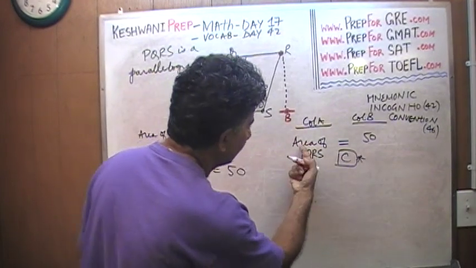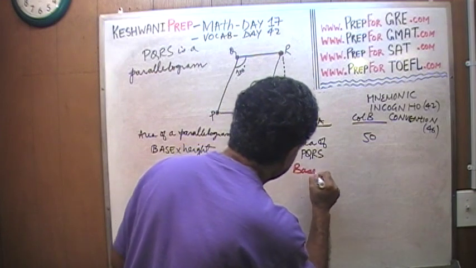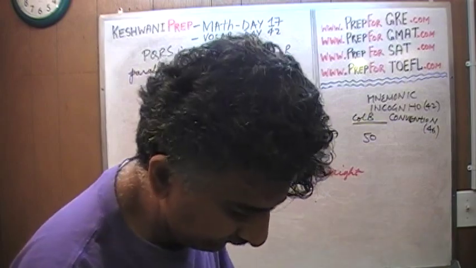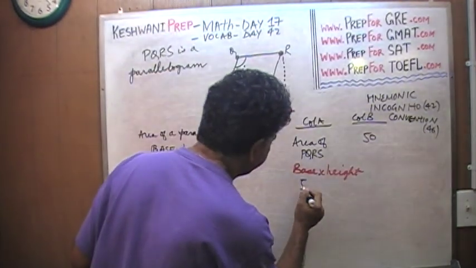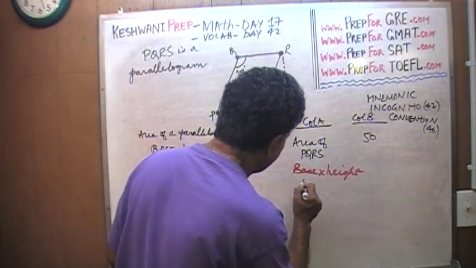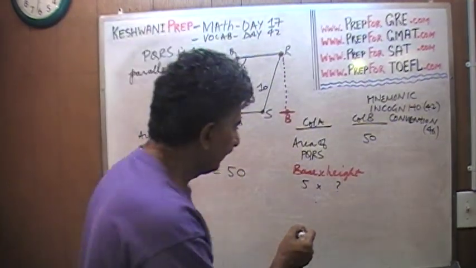They realize that the area of PQR is base times height, and they realize that the base is 5. The base is 5, but the height is unknown, and there is no way to figure out the height.